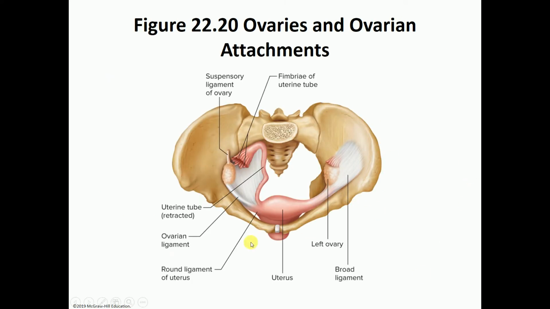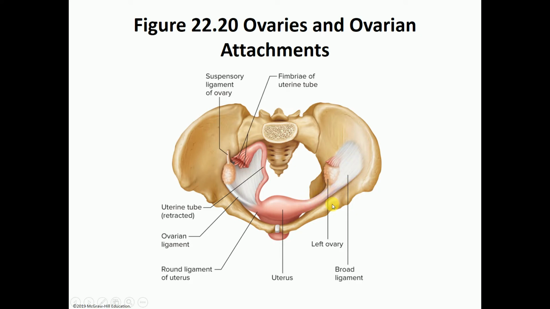So again, this is where the pelvic cavity is. These are the pelvic bones. And you can see the ovaries that are pretty much over on the pelvic inlet or the inlet of the pelvic cavity. One of the bigger ligaments that are there is known as the broad ligament of the ovary, and that attaches the ovary and the uterine tube to the pelvic bone.